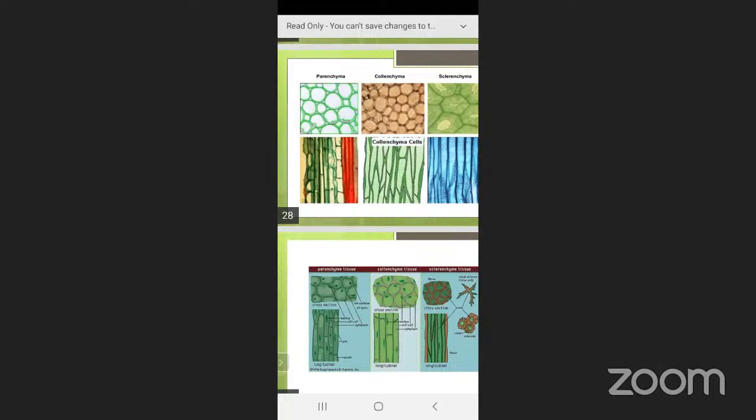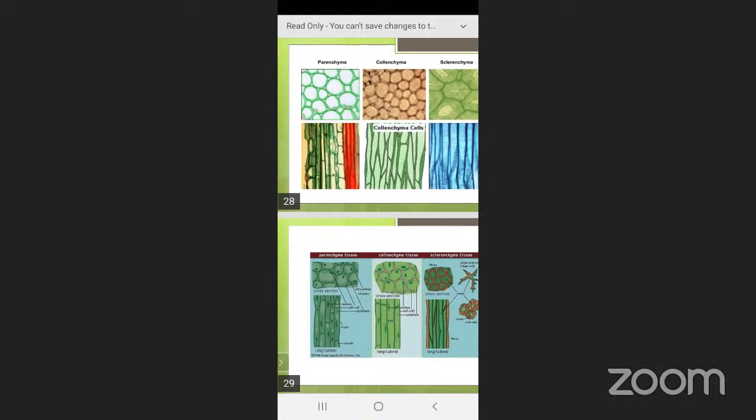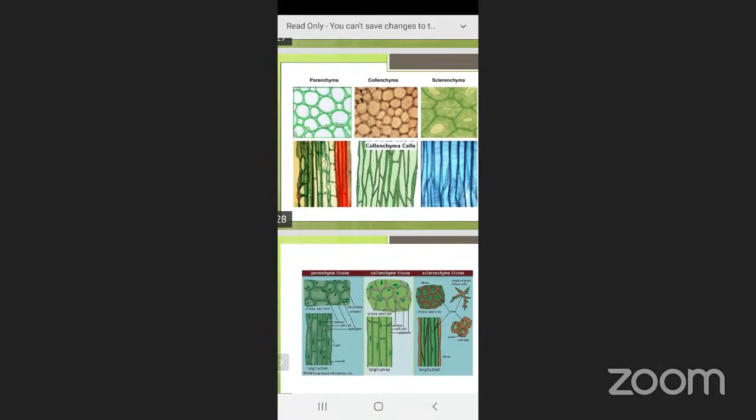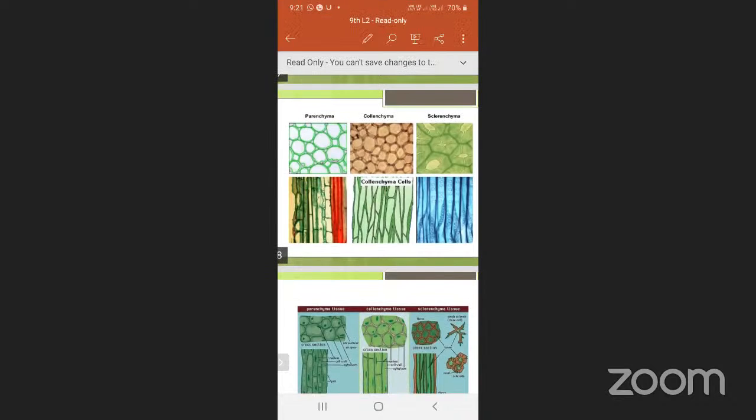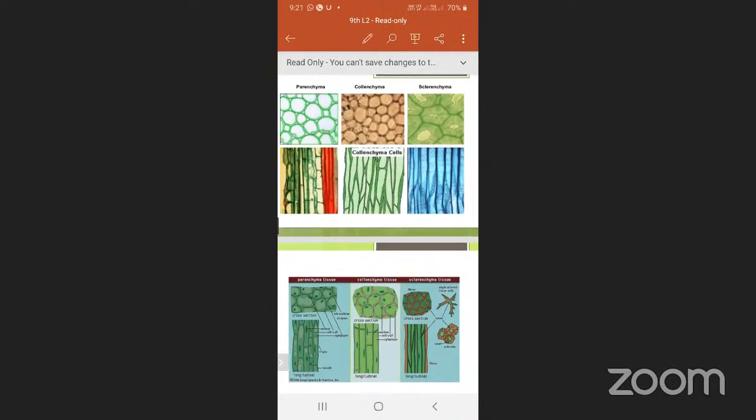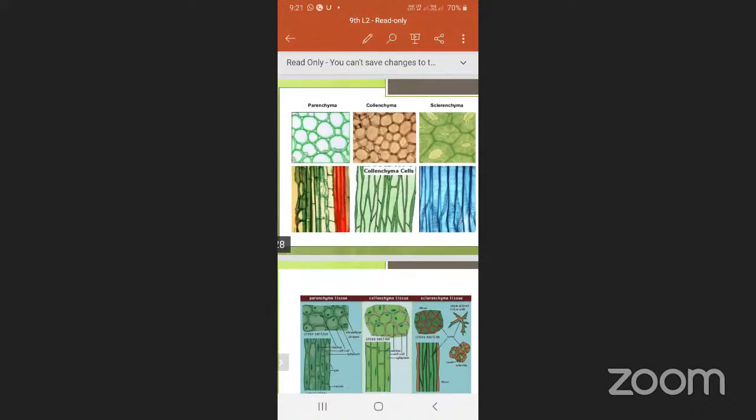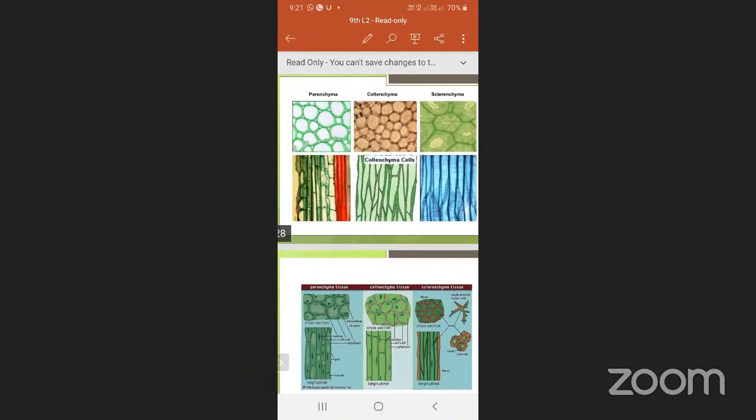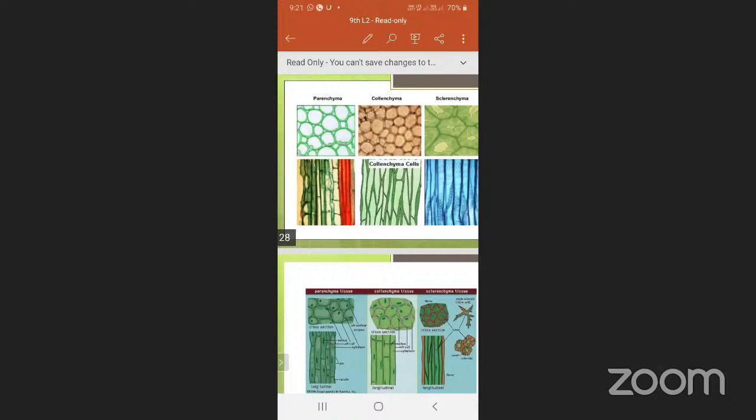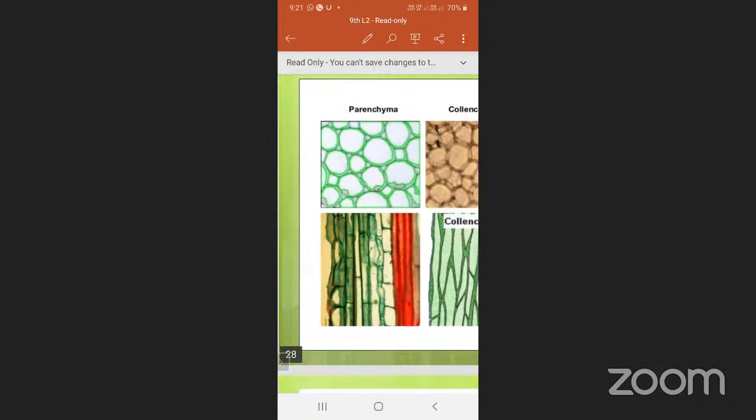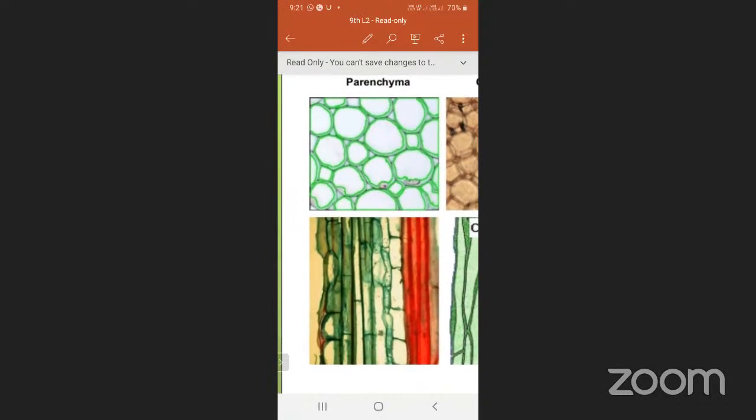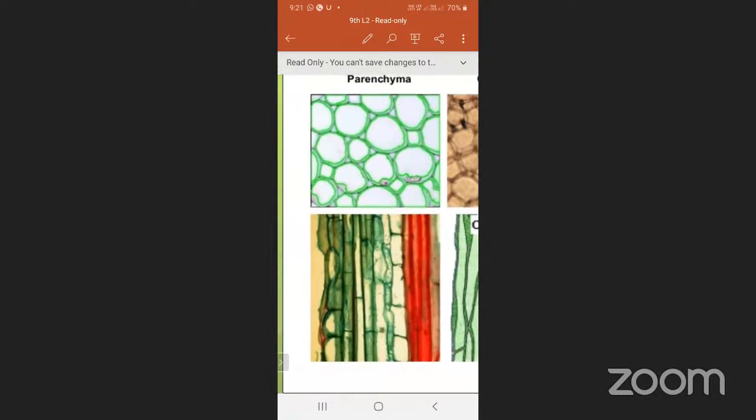And here the parenchyma which contains larger cavities or air spaces is called aerenchyma. See here, three are there: parenchyma, collenchyma, and sclerenchyma. Here we are discussing parenchyma. The cells of the parenchyma are soft, thin-walled, and loosely packed.